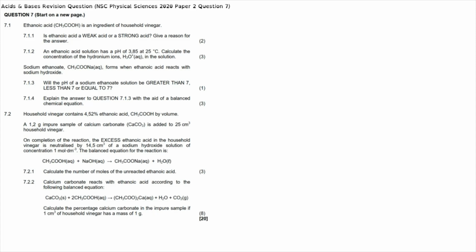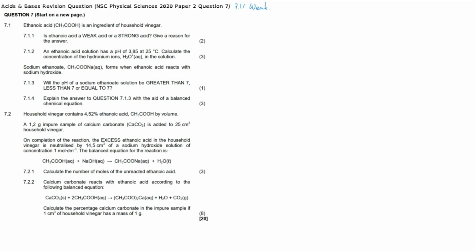Question 7 reads, ethanoic acid, CH3COOH, is an ingredient of household vinegar. 7.1.1, is ethanoic acid a weak acid or a strong acid, and give a reason for this answer. And 7.1.1, the answer there is very simply that this is a weak acid, because we only will encounter 3 strong acids. Those are hydrochloric, sulfuric, and nitric acid. And so any acid that is not one of those 3 is automatically classified as weak.